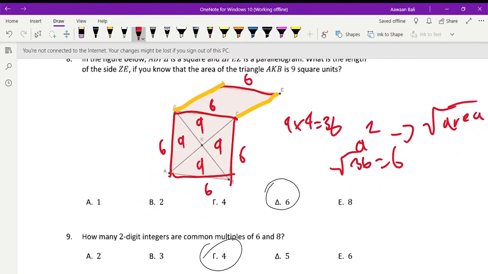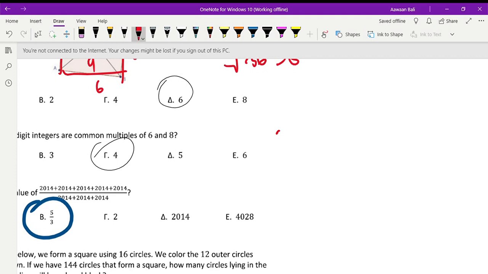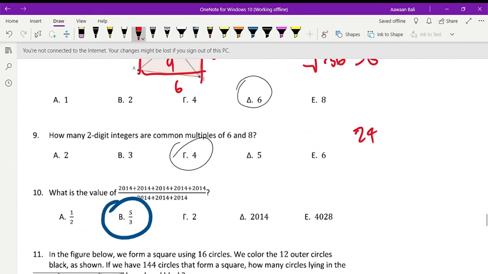Pretty easy, right? How many 2-digit integers are common multiples of 6 and 8? There would be 4. Well, it's kind of like using multiples, but first you have to find the lowest common multiple. Here that's 24, since 8 times 3 is 24 and 6 times 4 is 24. Now all you have to do is find how many multiples of 24 are there which are less than 100, because if it's less than 100 and it starts from 24, all the numbers in between will definitely be 2-digit numbers.